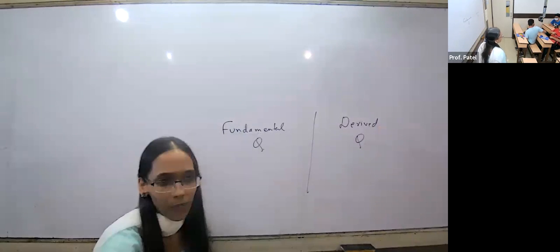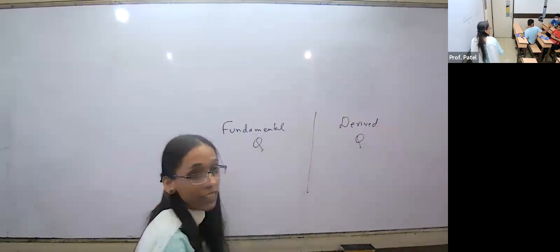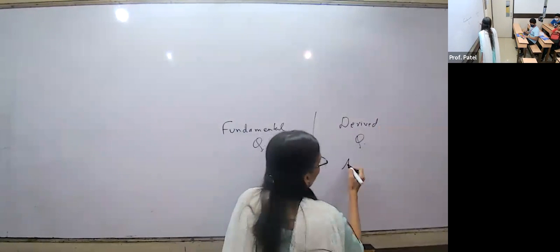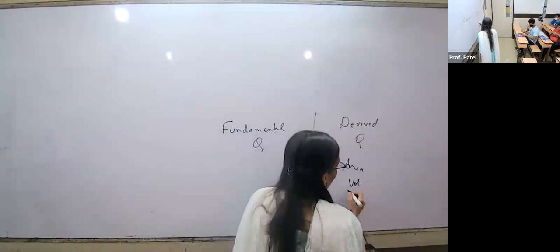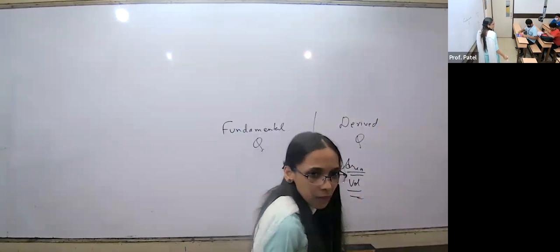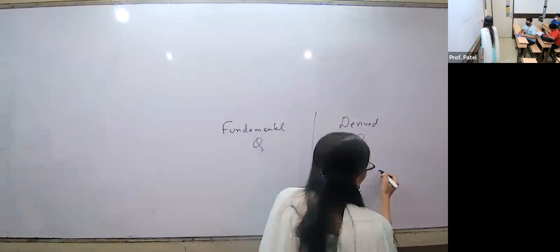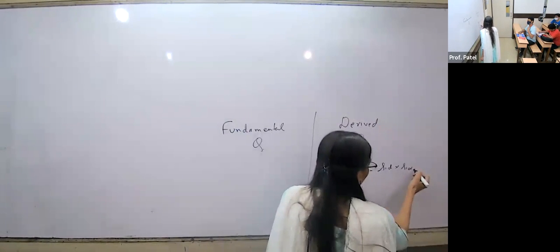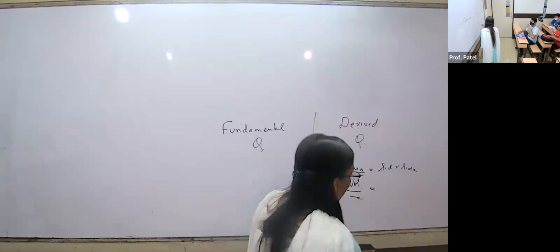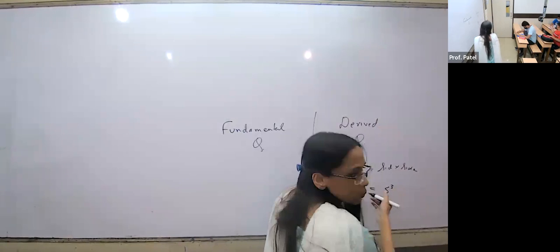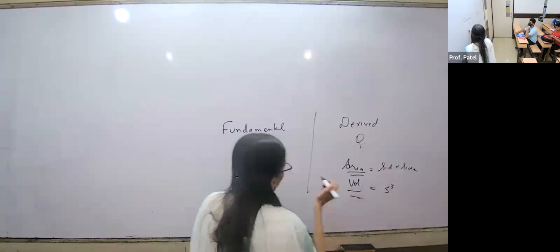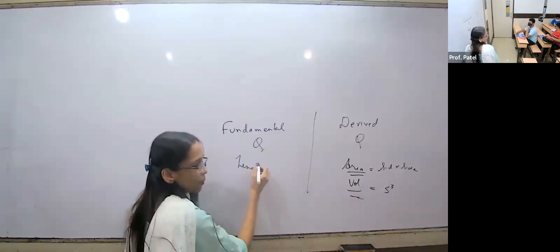Yes, please. One example of derived quantity. Area or volume, right? So these are all derived quantities which require a formula. What is the formula for area? Side into side. What is the formula for volume of a cube? S cube. So this is derived from fundamental quantity. What is side? It is nothing but length. That is one fundamental quantity.